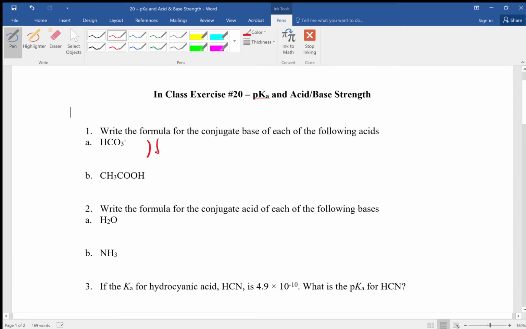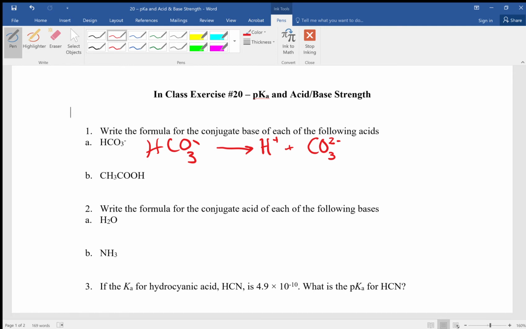So that means that something like our bicarbonate anion here will lose an H+, which means it will have one less hydrogen. And because that hydrogen that it lost was positively charged, its charge will also go down by one, or become one more negative. So the correct conjugate base for the bicarbonate is the carbonate ion.